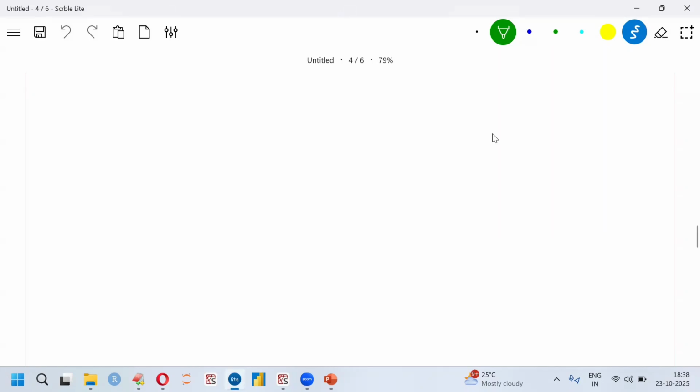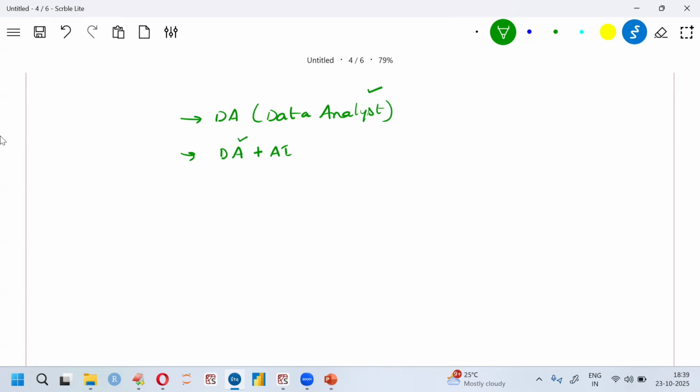In this session, what we are going to cover will be as follows. Let us see who a data analyst is. We shall see who is a data analyst, and then we will see a data analyst with artificial intelligence. What does an ordinary data analyst do? What does a person who has done data analytics with AI do?